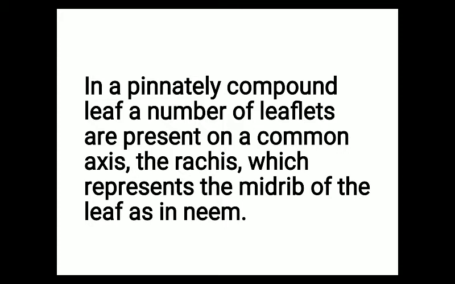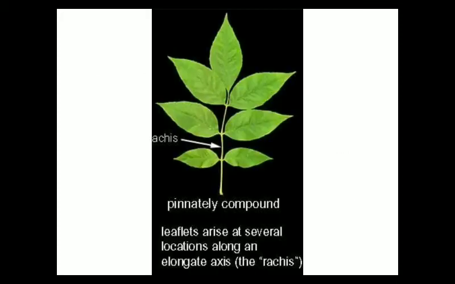So in a pinnately compound leaf, what do we see? A number of leaflets will arise from a common axis, which is known as the rachis. This is a diagram of a pinnately compound leaf. This is the midrib of the pinnately compound leaf, and the term given for this midrib is rachis.